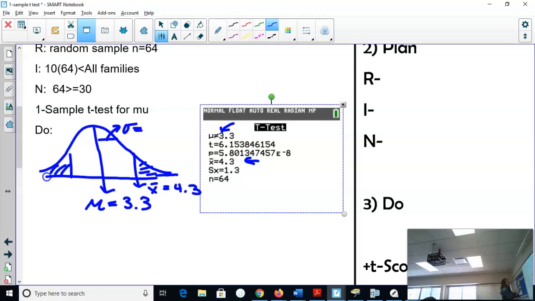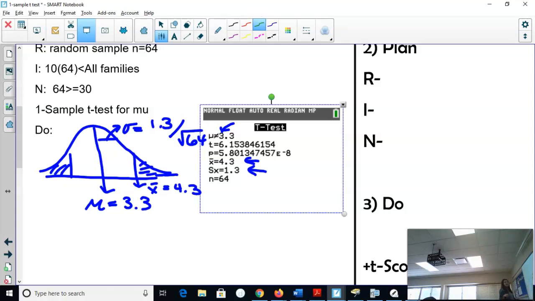Now, here is our Sx. This is our sample standard deviation. That's what Joe found, 1.3. We need to divide that though by the square root of n, 64. Again, all of this information was in part 1 where I went slower for the formula, so on and so forth.